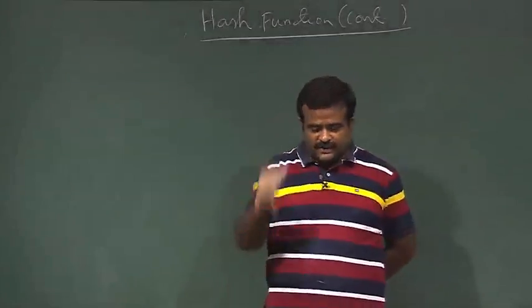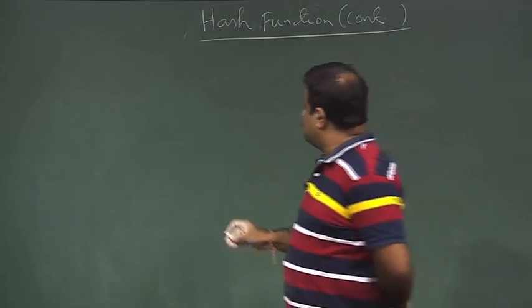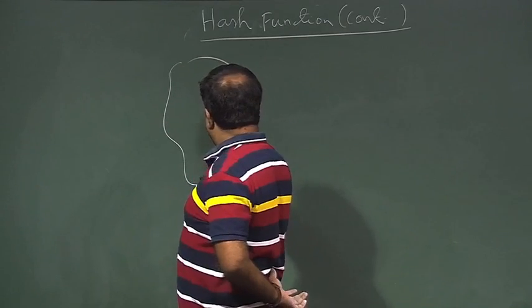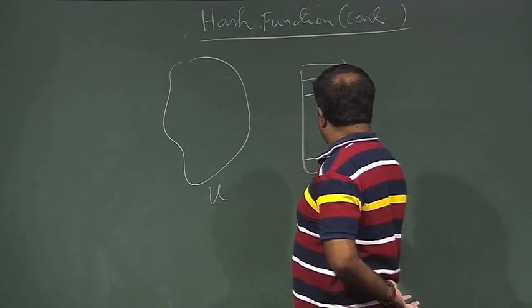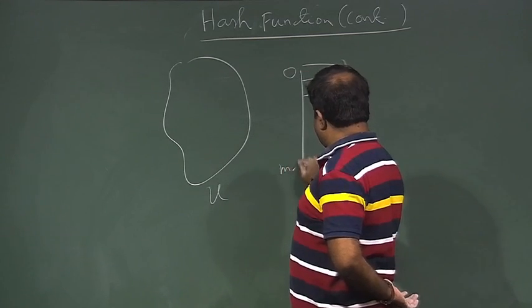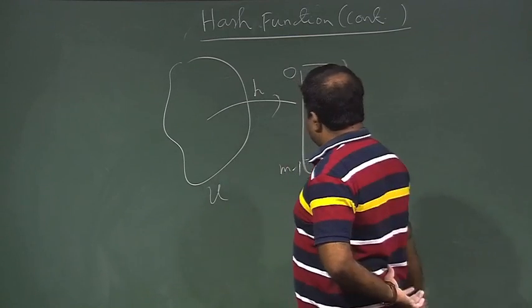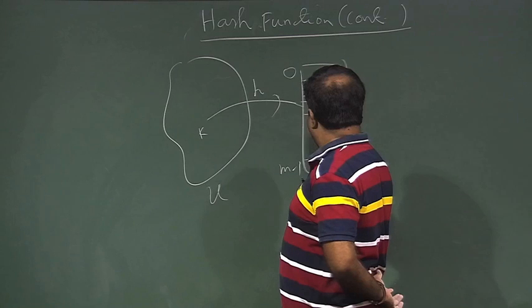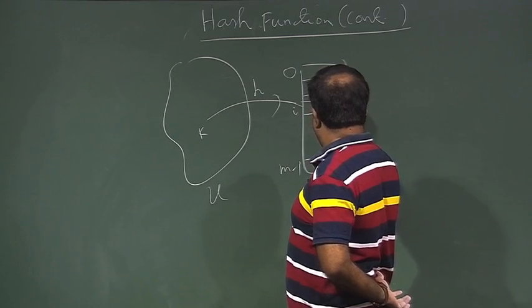Okay, so we have seen the hash function, which is a function from the universe of the keys to given slots. Suppose slots 0 to m minus 1. So it is a function from U to the slots. Given a key, if we apply this hash function, it will map to a particular slot. So h of k is say i.